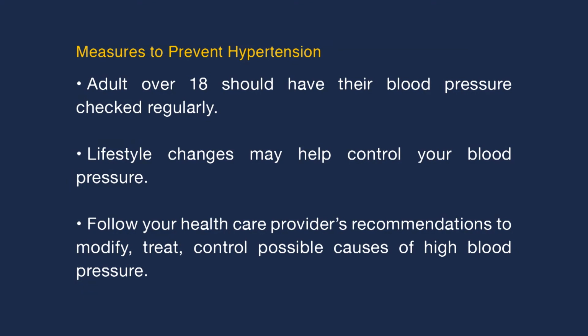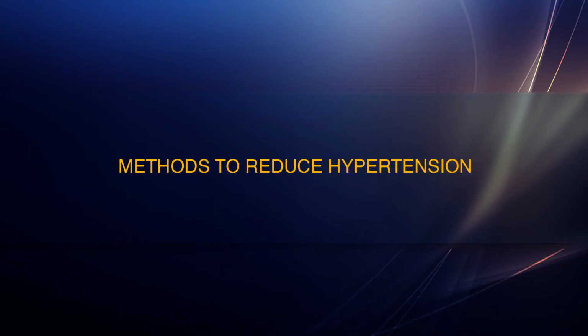We shall now discuss some of the measures to prevent hypertension. Adults over 18 should have their blood pressure checked regularly. Lifestyle changes may help control your blood pressure. Follow your healthcare provider's recommendations to modify, treat, and control possible causes of high blood pressure. Some of the methods to reduce hypertension.